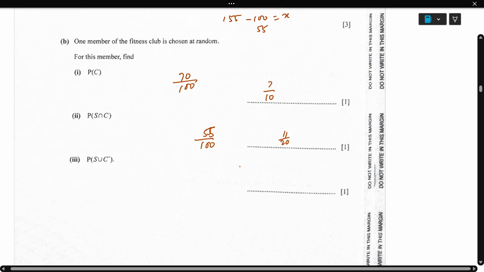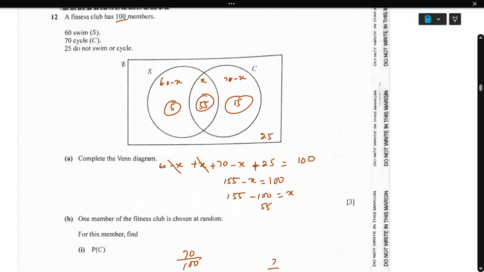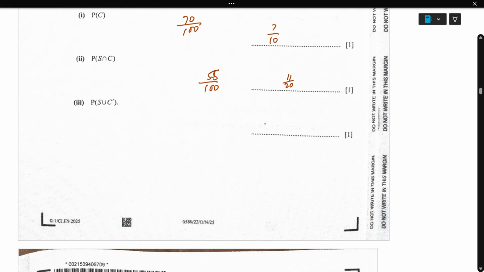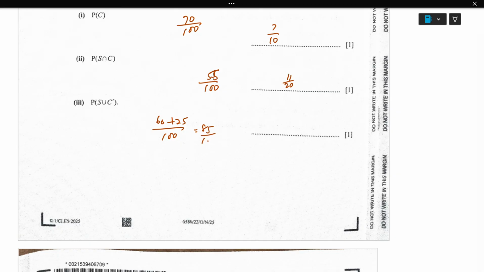Next, S union C other than C. First we go for other than C. Other than C is this 5 and 25. Now S union: S, we know already, total there are 60. 60 plus 25 over 100, which is 85 over 100. We can go for lowest terms, or we can leave 85 by 100. Lowest terms we can reduce by the 5 times table, so it is 17 over 20.